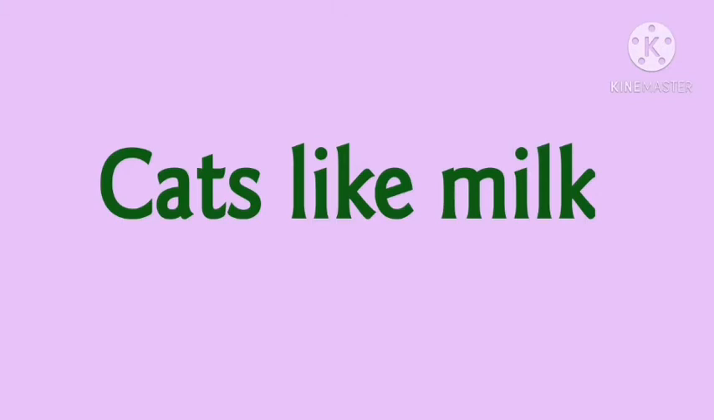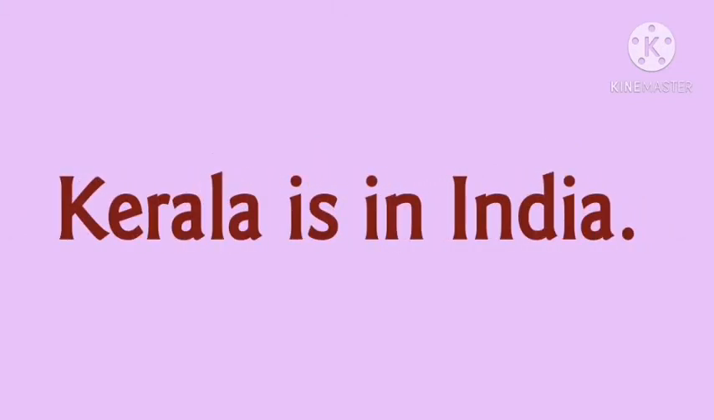Let's see another example. Kerala is in India. This is a true statement. It is always true, isn't it? Kerala is in India. That is true. Okay, here what is the verb? Is. Is the verb in this sentence. It is in present tense.